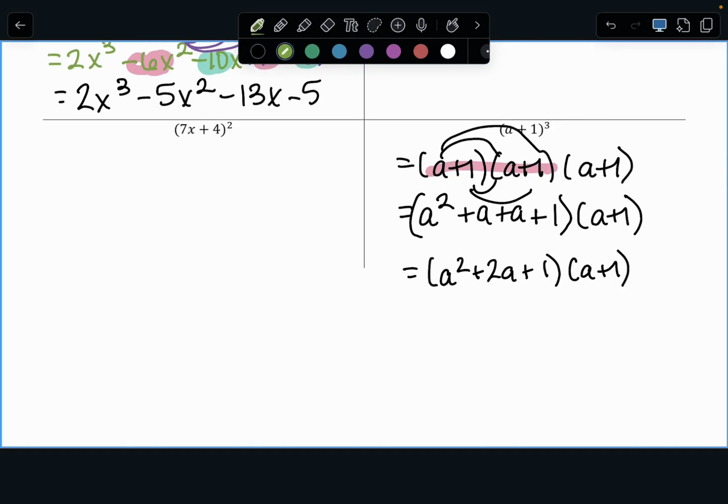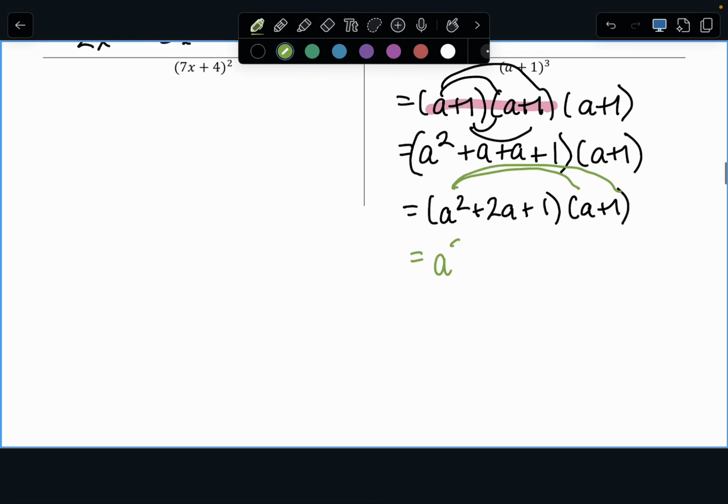And then we do the same thing. First term times both other terms. So a squared times a is a cubed, and a squared times 1 is a squared. So that handles the first piece. Second piece, 2a times a is 2a squared, and 2a times 1 is 2a. And then the very last piece, 1 times a and 1 times 1. We get a plus 1.